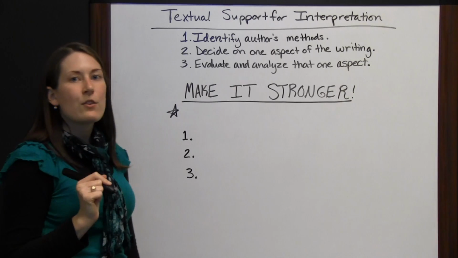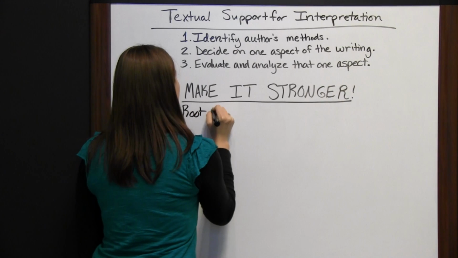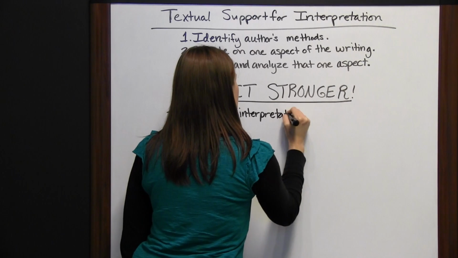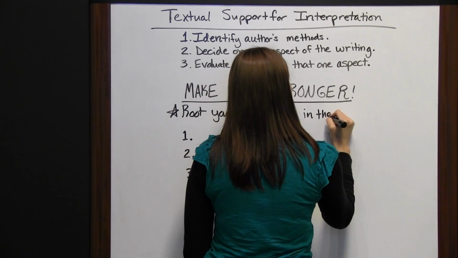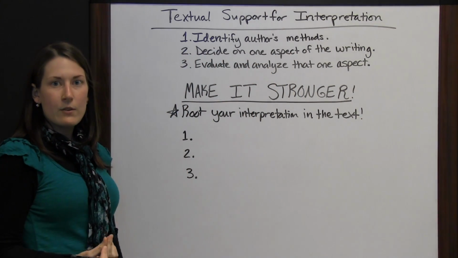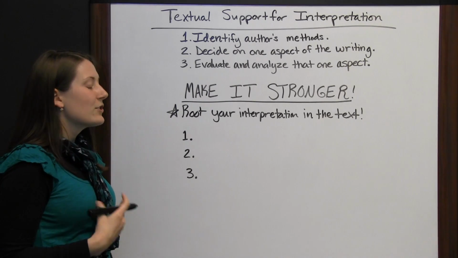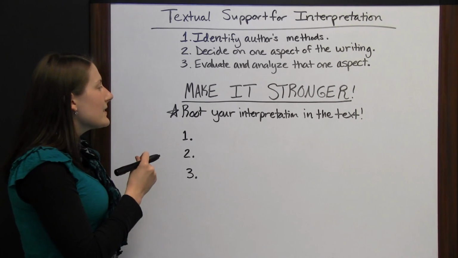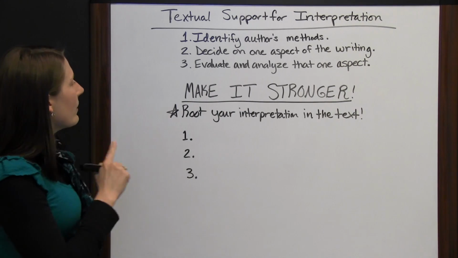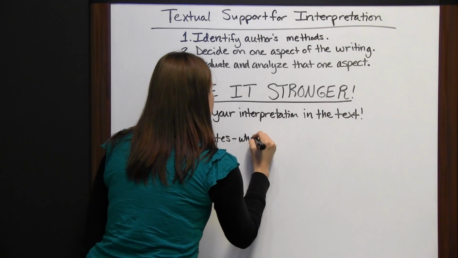One way that you can make your evaluation, your interpretation of this work stronger is to root your interpretation in the text. That means you go through and you find specific examples in the text that support what your interpretation is. The examples from the text support your ideas, so it doesn't look like it's just things that you're coming up with out of your head. It's things that you came up with because of something specific in the story that made you think. So one thing you can look at is quotes. Look at what characters say.